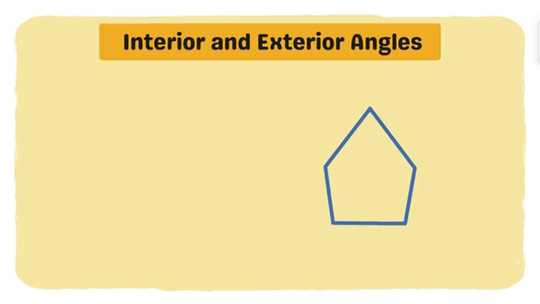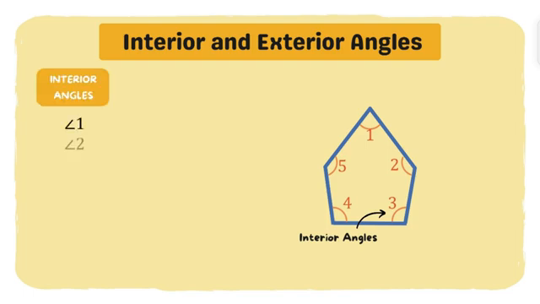Now, interior angles, we already discussed this one before. And we already know that the interior angles are the angles inside a polygon. So these are our interior angles. As you can see there, we can name this using numbers. We can say angle 1, angle 2, angle 3, angle 4, and angle 5. Yan po yung mga interior angles natin.